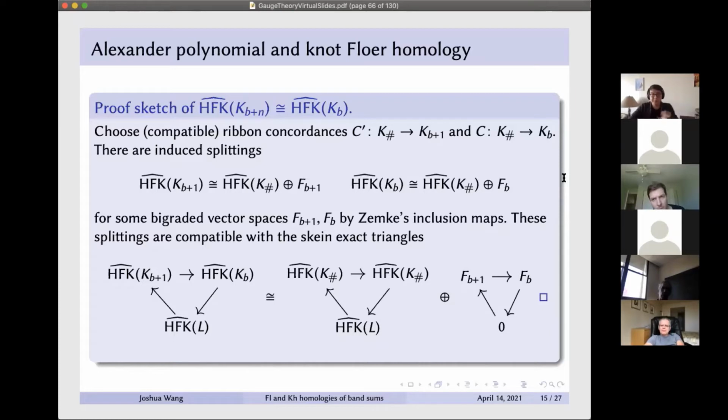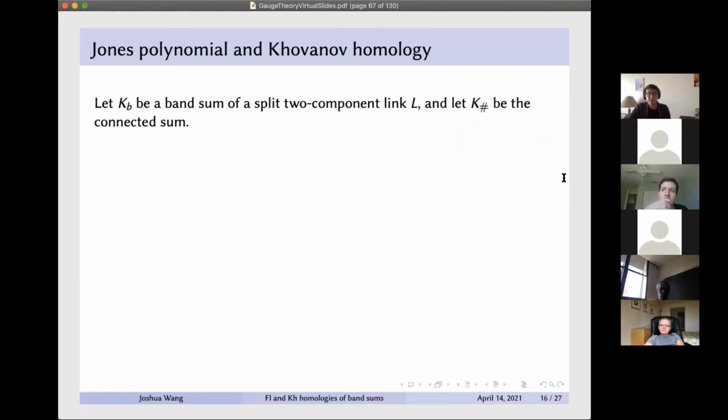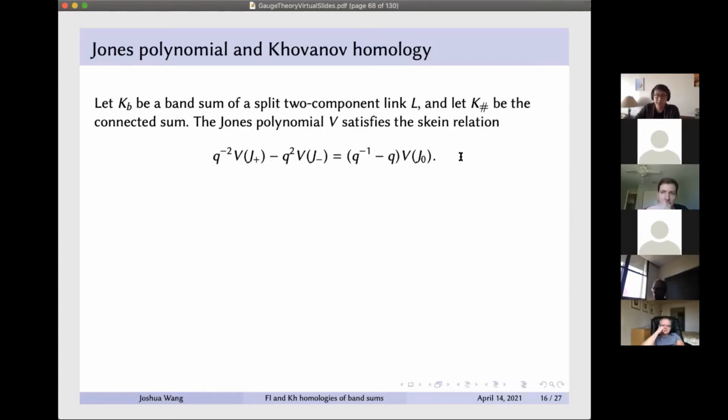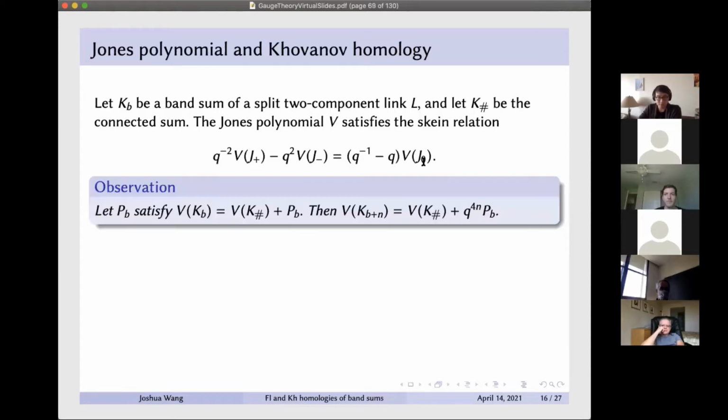All right, so knot Floer homology doesn't distinguish any of these knots, KB plus n, as you vary n. So let's turn now to the Jones polynomial and Khovanov homology. So the Jones polynomial satisfies a different Skein relation, and here it is. And you can calculate what happens with the Jones polynomial as you add full twists to the band. So here's what happens. First, you just let PB be the polynomial which tautologically satisfies this equation.